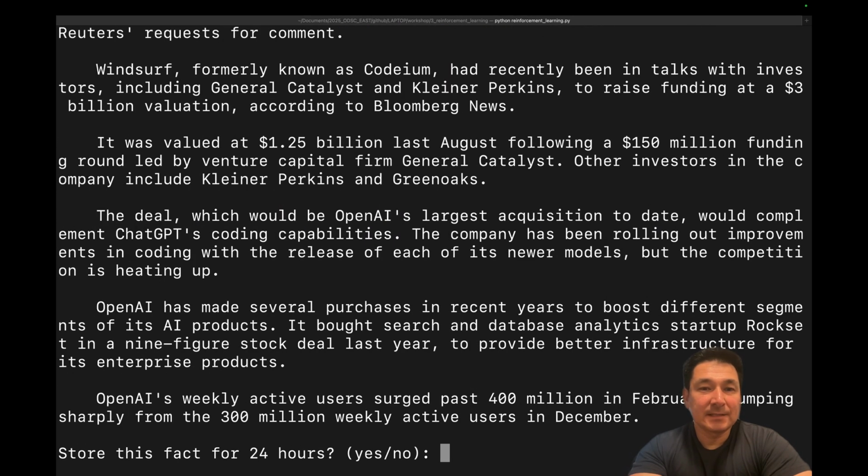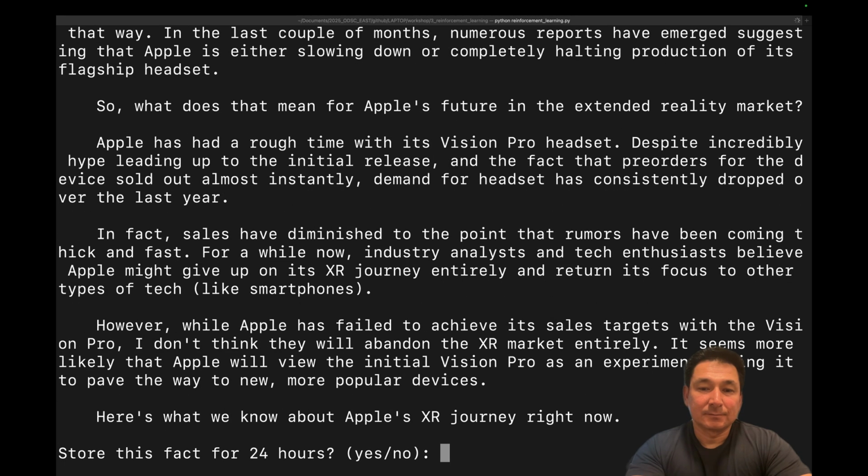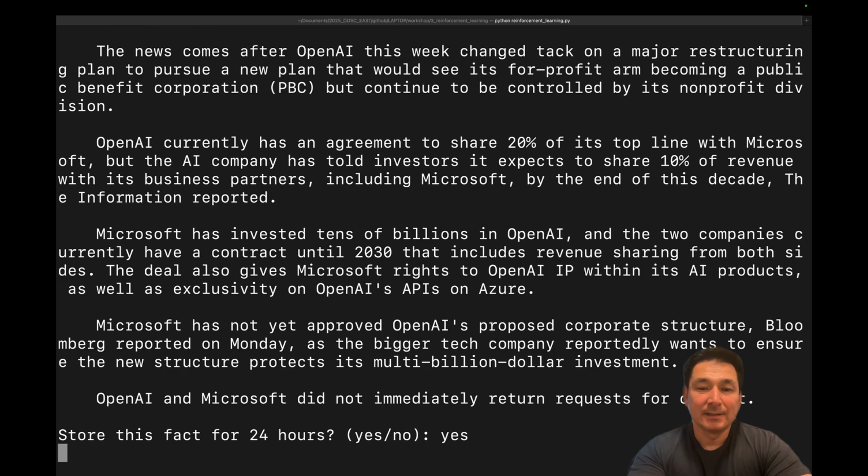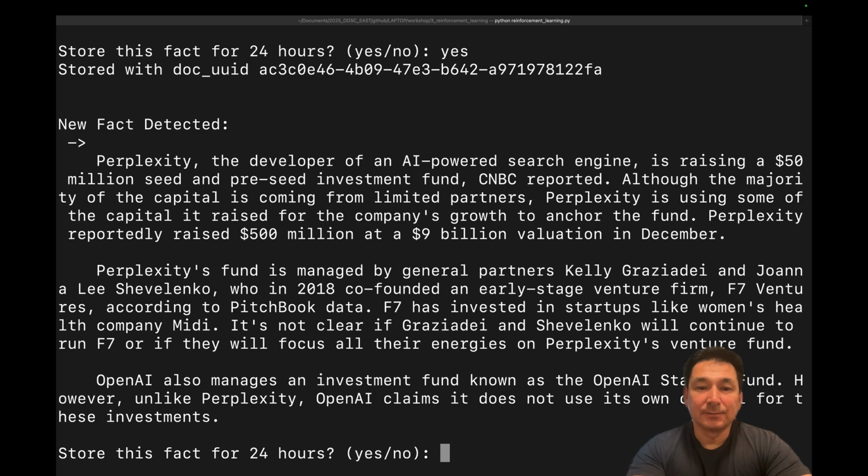So we have our first fact here, and we're going to decide whether or not we want to ingest this, and it's an article relating to OpenAI. We're going to ingest this into our short-term memory, so we're going to type yes and store this fact for 24 hours. We're going to skip this next one, and we're also going to ingest this one because it also happens to relate to Microsoft and OpenAI. So let's go ahead and ingest this and store this in our short-term memory for 24 hours. And we're going to pass on the next 2.